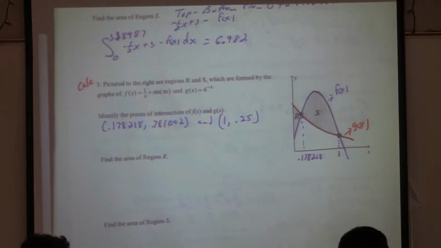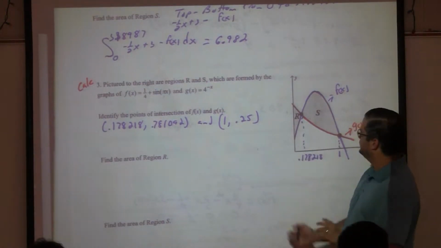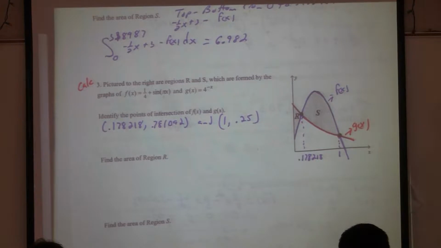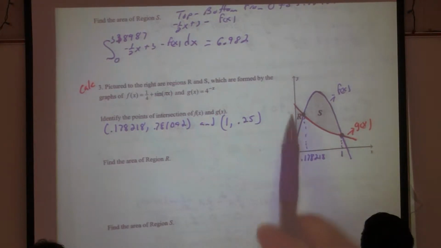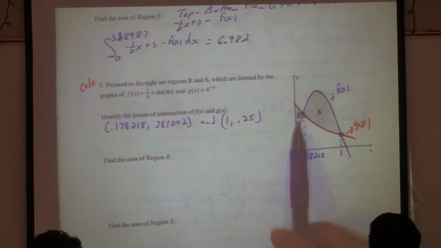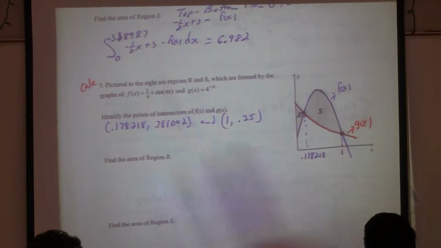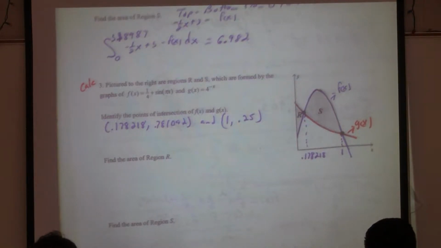Good? So let's set up an integral to find the area of region R. What are we going to do there? Top minus bottom or right minus left? Top minus bottom. Okay. Which curve is on the top and which curve is on the bottom? For R, g of x is on top and f of x is on the bottom, right?